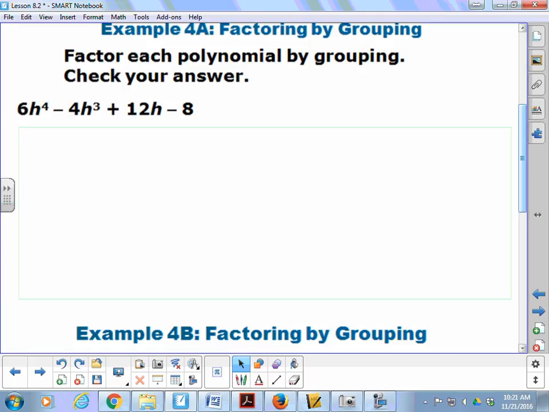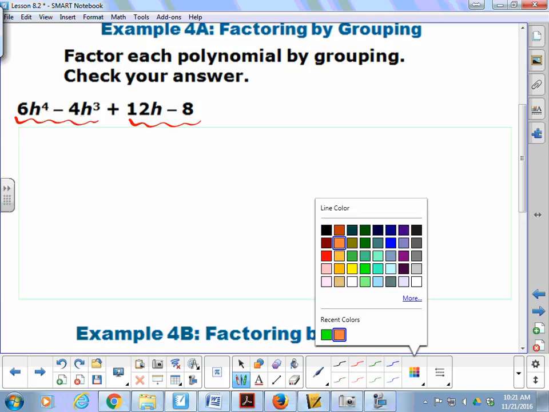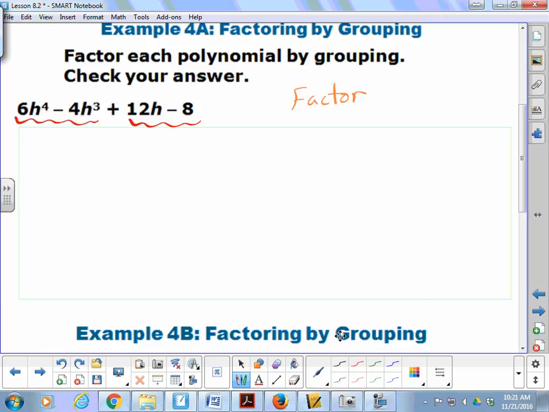And when we say we're going to factor by grouping, what we're going to do is take the first two pieces and the last two pieces. So we're going to look at these two together and these two together, and we're going to factor the greatest common factor for each group.